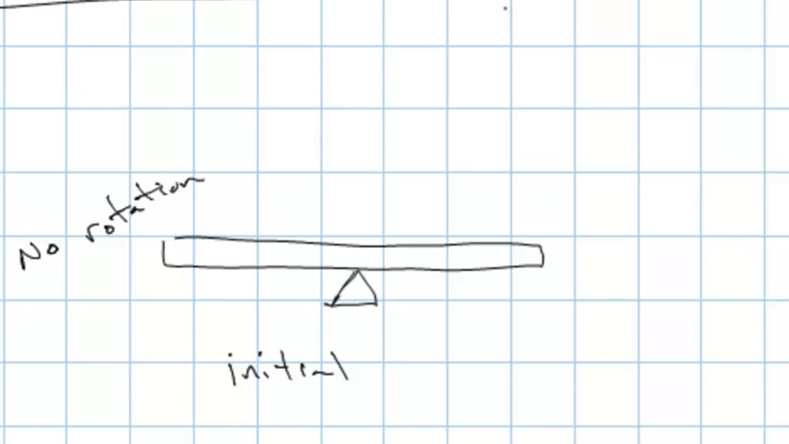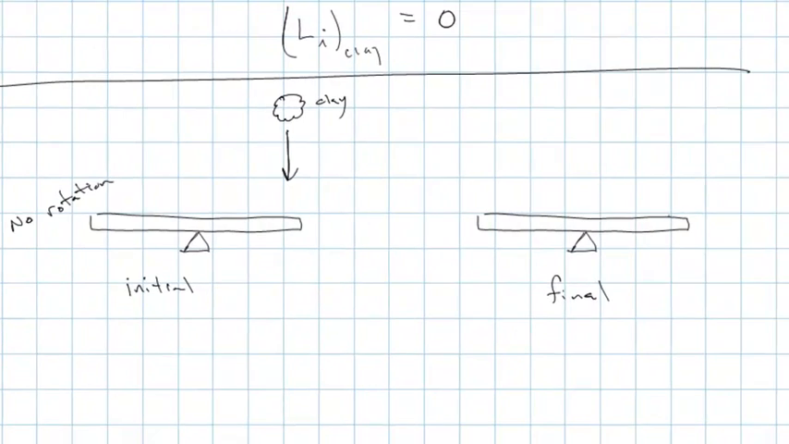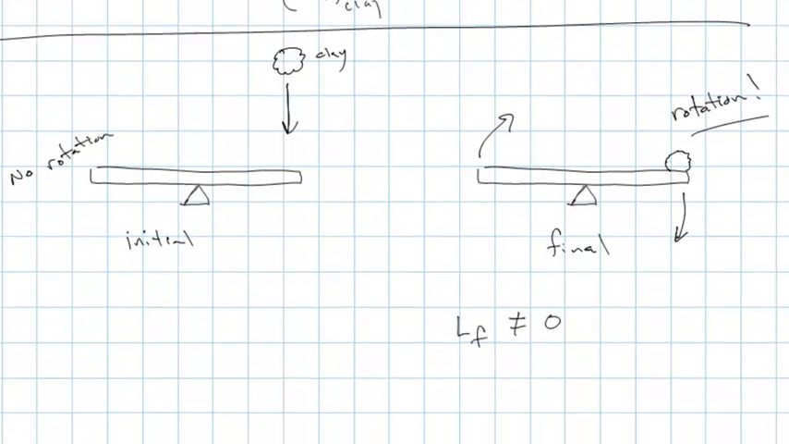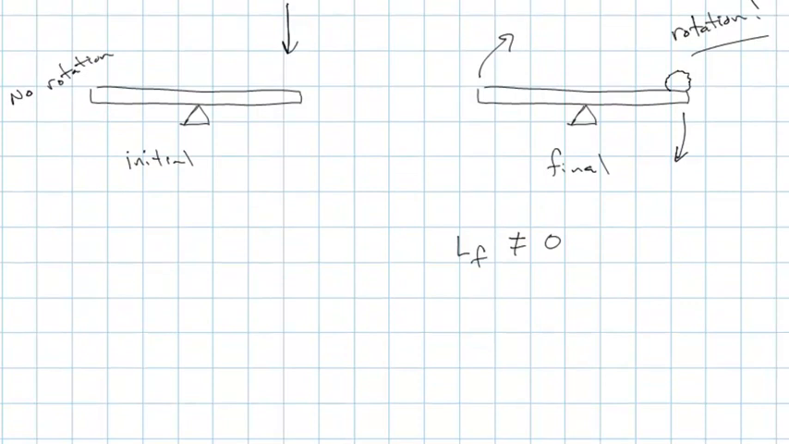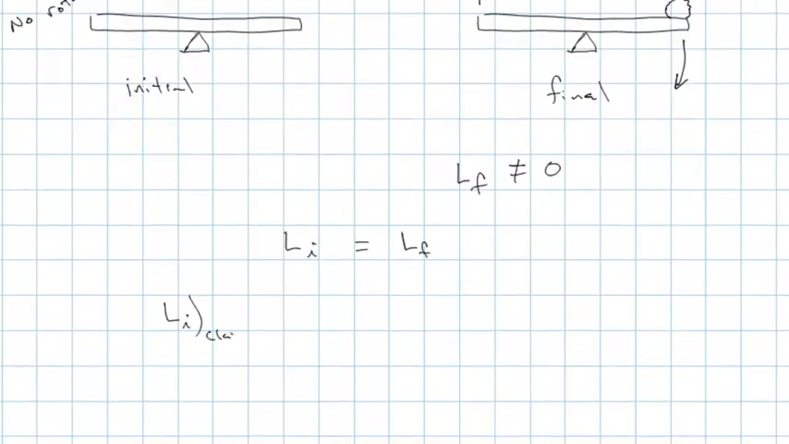Initially, the board is horizontal, no rotation. And we're going to put a lump of clay here and drop it straight down. And at the end, it's stuck here to the board. And what's happening? There's rotation at the end. The clay hits the board, causes it to rotate. So L final is not 0. This is an object that's rotating. It has to have angular momentum.